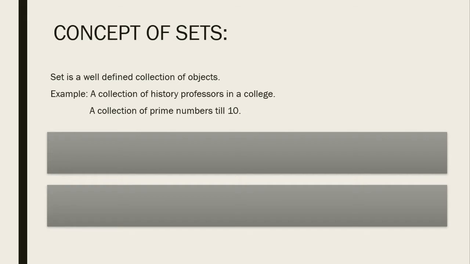Similarly, a collection of history professors in a college is a set of history professors. So, a collection of prime numbers till 10 is also a set of well-defined numbers.